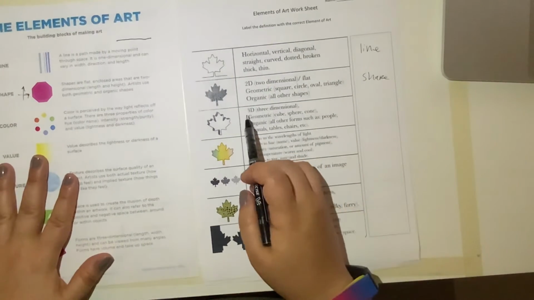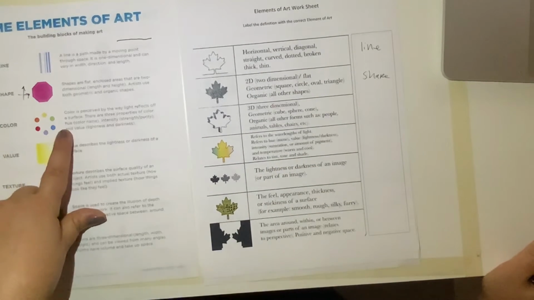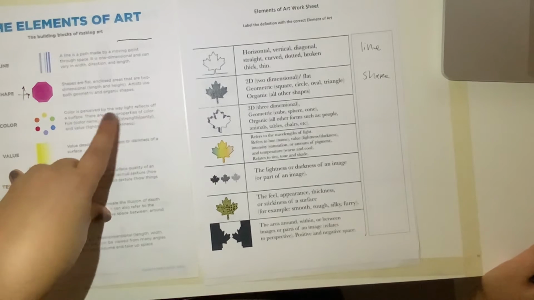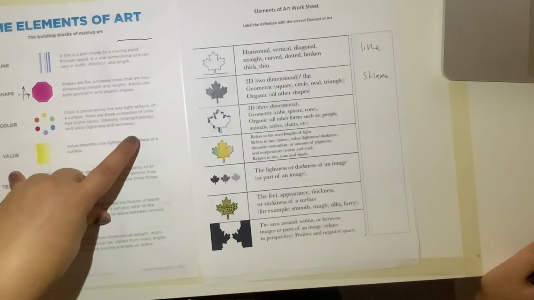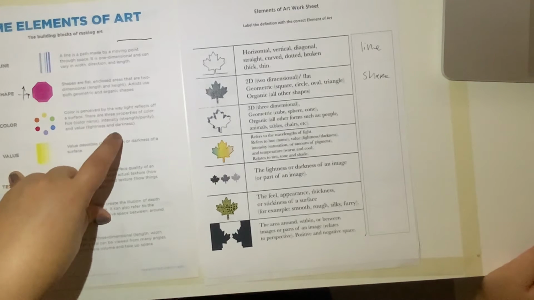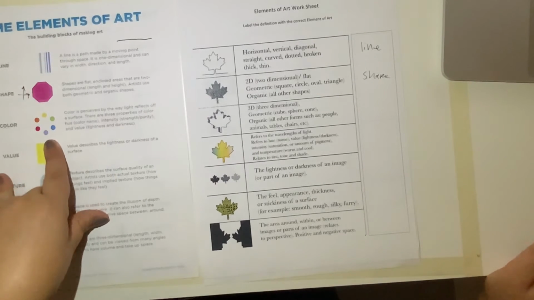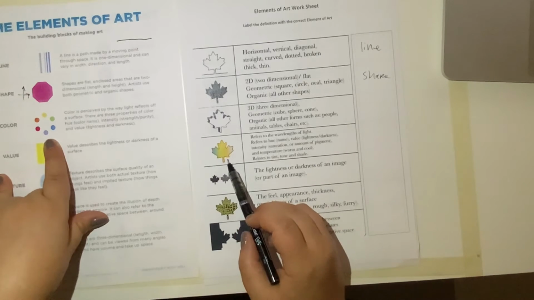So obviously the next one isn't the same as what would go on here. Let's read and see what the definition is here. So color is perceived by the way light reflects off a surface. There are three properties of color: the hue, the color name, the intensity, the strength or purity, and the value, the lightness or the darkness. So let's look at something that talks about light and three different properties, and shows a picture of color. Here we have, this one has color in it.